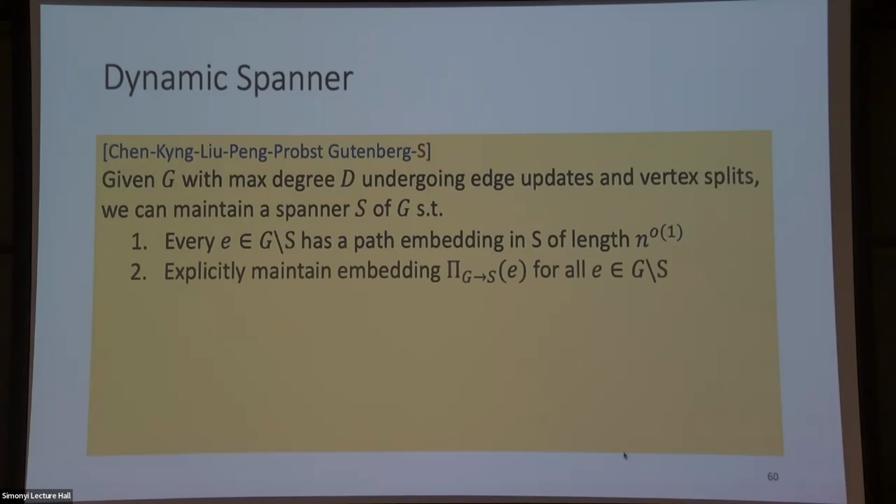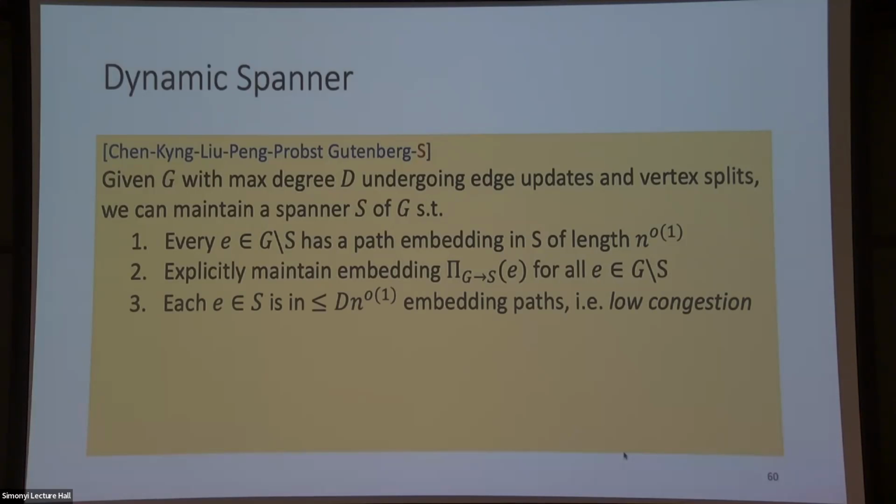Two, not only does there exist one, we can maintain it explicitly. For every non-spanner edge, maintain an explicit spanner path that's short. We also want the other way around: low congestion. We want no spanner edge to be used in too many of these paths, because we are deleting and inserting edges, and congestion is a problem for us. So we want to make sure the congestion is not much more than what's necessary. We can maintain that: a low-congestion spanner with low length, low stretch and low congestion. We can get both of them.